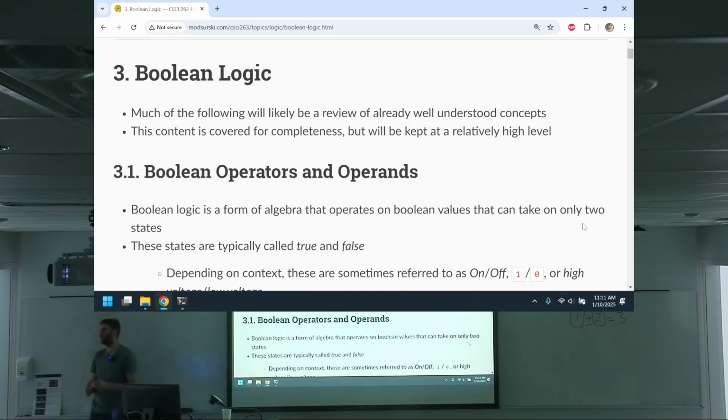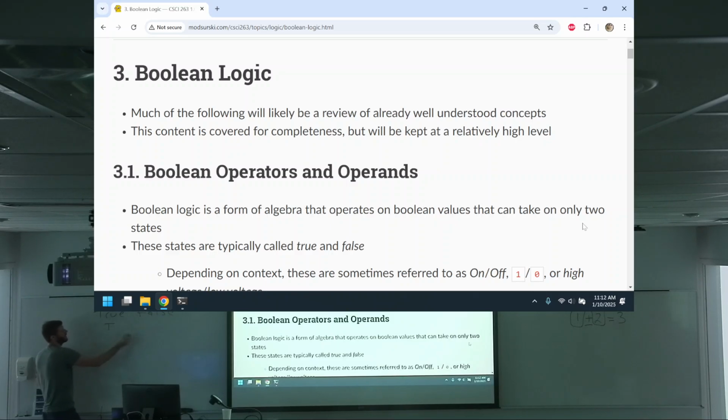Boolean logic is a form of algebra that operates on Boolean values. Not like numbers, where addition works on numbers, right? We're going to deal with Boolean values. And we all should probably know, how many unique values are there in integers? An infinite. There's a lot. How many unique values are there in Boolean? 2. True or false. Sometimes we write them as true, false.